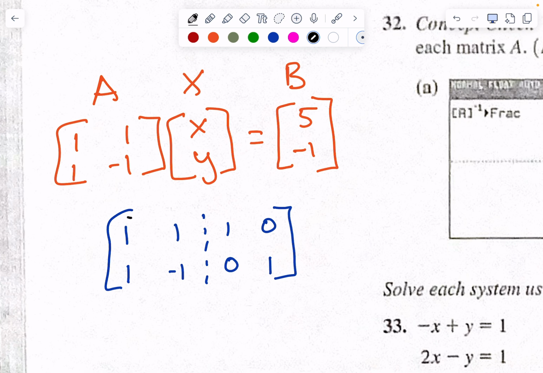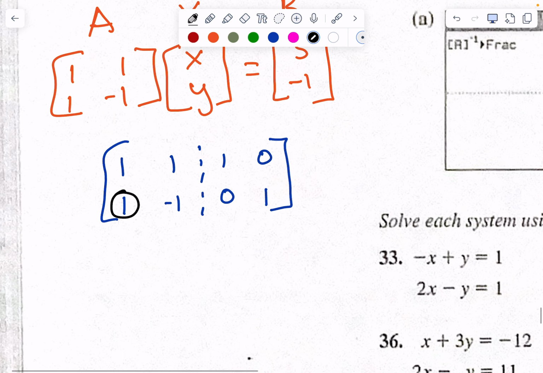I want to pick on this top one first, and he needs to be a 1. But he is. So that's nice. Okay, then I got to pick out this bottom one, and he needs to be a 0. How do I get him to be a 0? Top row times negative 1. Okay, I'm going to do that up here. So top row times negative 1 is negative 1, negative 1, negative 1, 0.